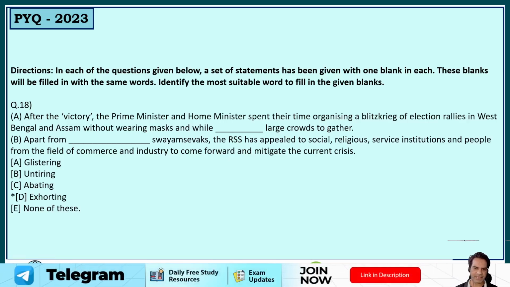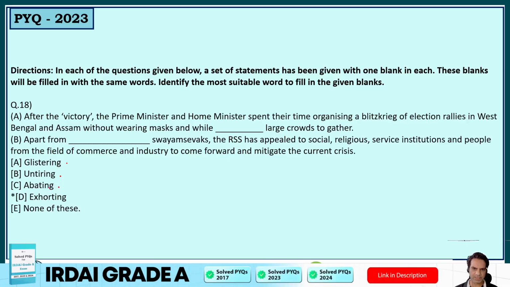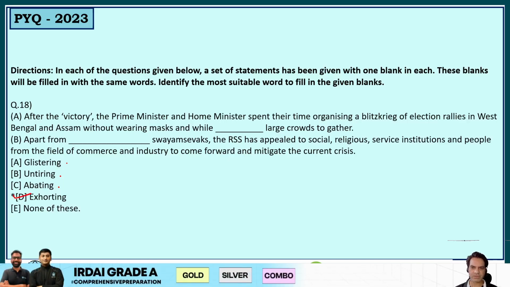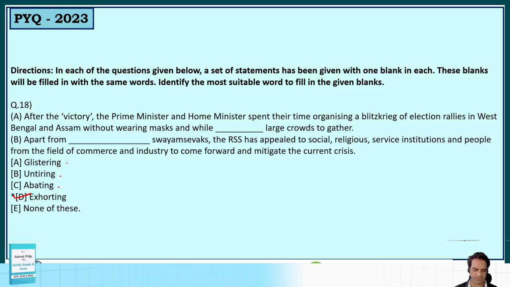So while dash large crowd, while glistering, no. Shining, while untiring large crowds, no. This is an adjective. Abating, no, guys. Abating is not it. Exhorting, right, forcing them. While forcing large crowds together. And apart from exhorting Swayamsevaks, forcing Swayamsevaks, the RSS has appealed to social and religious men to help in this. So yes, option D is correct.